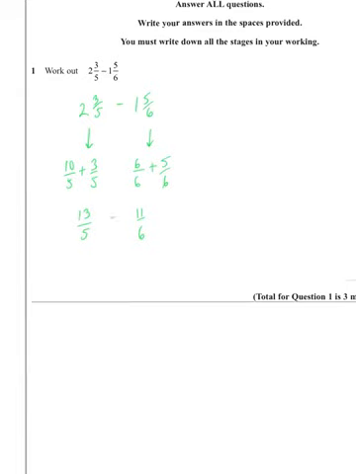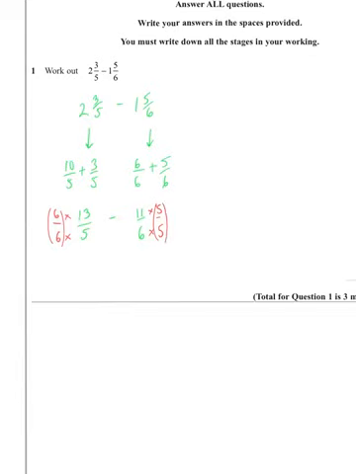So we're going to make the denominators match. So if we times top and bottom here by 6, and I'm going to times the top and bottom of this one by 5. So in effect, what I've done is I've times this by 1. So 1 times 13/5 is still 13/5. And then I've got 5/5, which is 1 times 11/6, which is still 11/6.